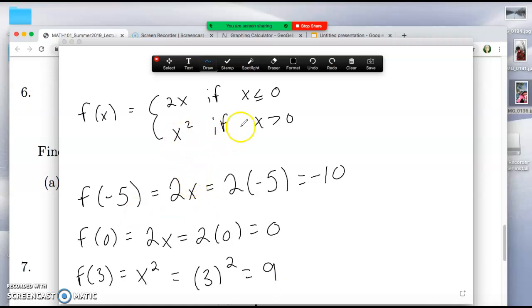So these are basically just specific rules for each function. I can only use 2x if my x value is less than or equal to 0. So for -5, I was able to use it, and for 0. For x squared, I can only use it if my x is greater than 0. So for f of 3, I had to use x squared since 3 is greater than 0. Let's take a look at another example.